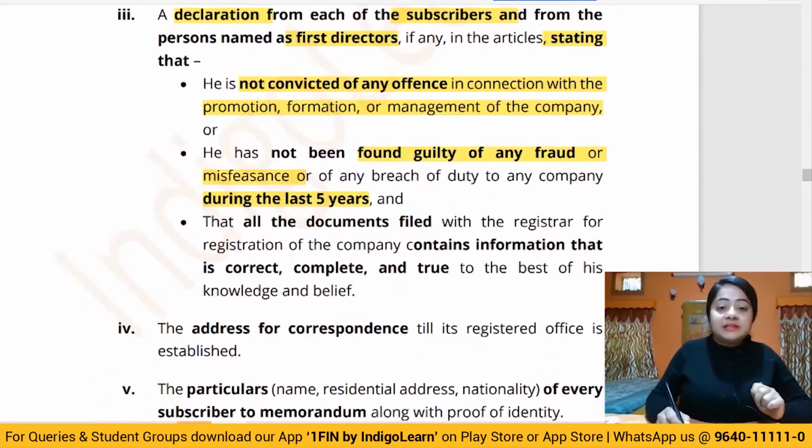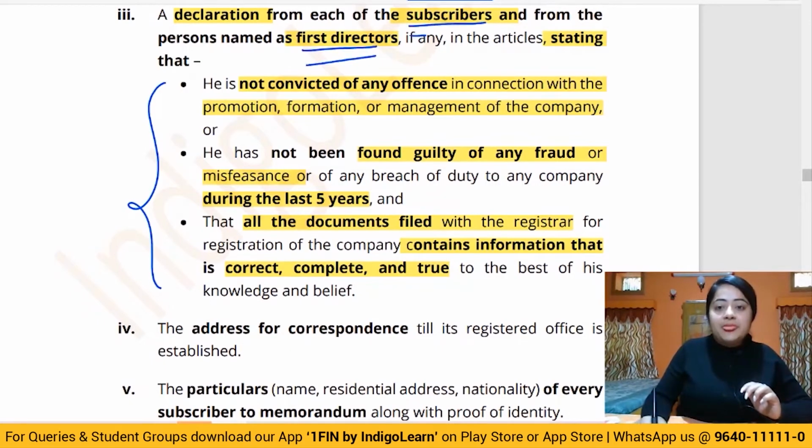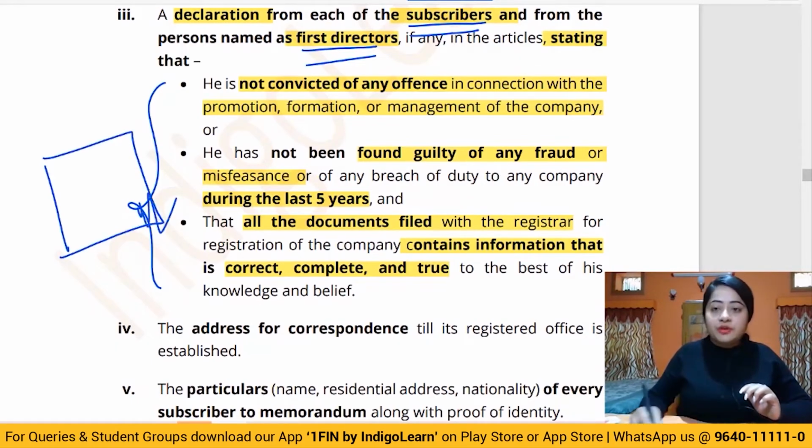The next thing to be stated in this declaration is that all the documents that are filed with the registrar contain the information which is correct, true, and complete in all respects, right? So all these details will have to be stated, and who will have to give this declaration? The first directors of the company and the subscribers of the company. They will have to sign on this declaration, and this has to be submitted to the registrar of companies.